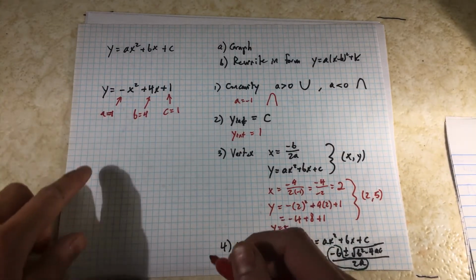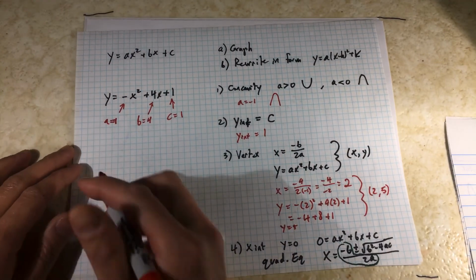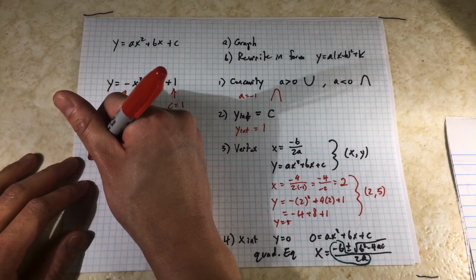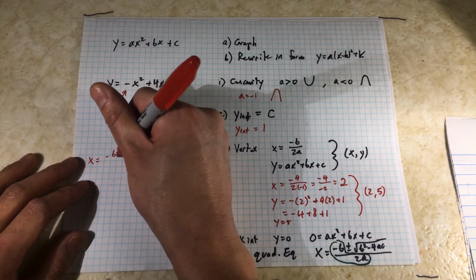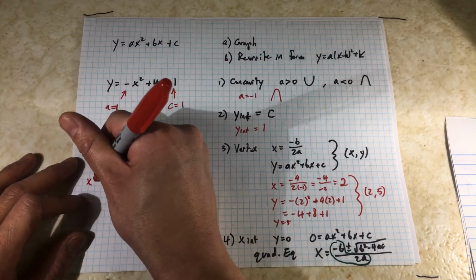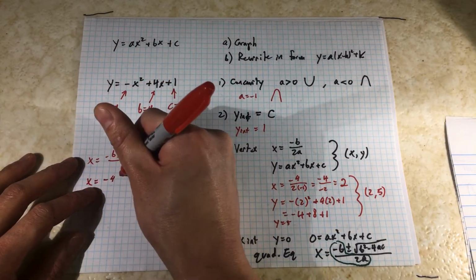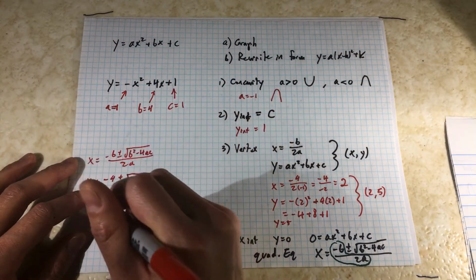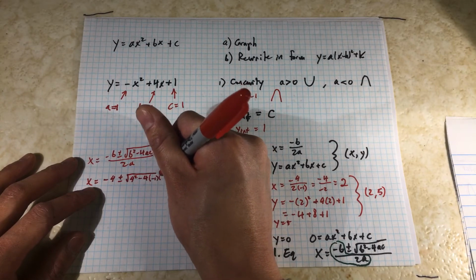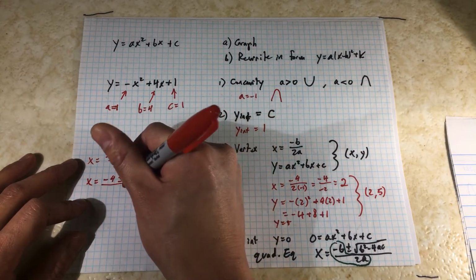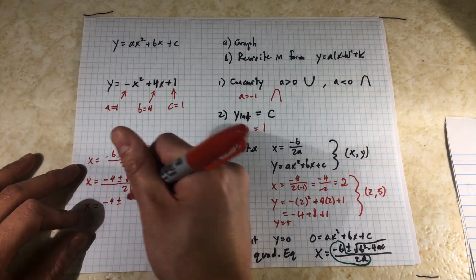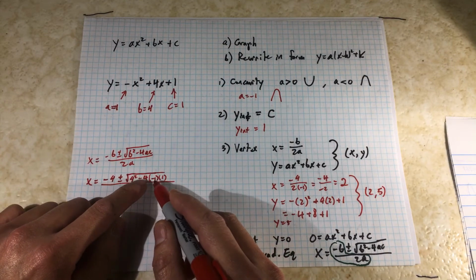So in this case, I'm going to have to do it on the side here. We'll use the quadratic equation. So x equals negative b plus or minus the square root of b squared minus 4ac over 2a. So x is equal to negative 4 plus or minus the square root of b squared, which is 4 squared, minus 4 times negative 1 times 1, over 2 times negative 1. So what we get is negative 4 plus or minus the square root of 16 plus 4.